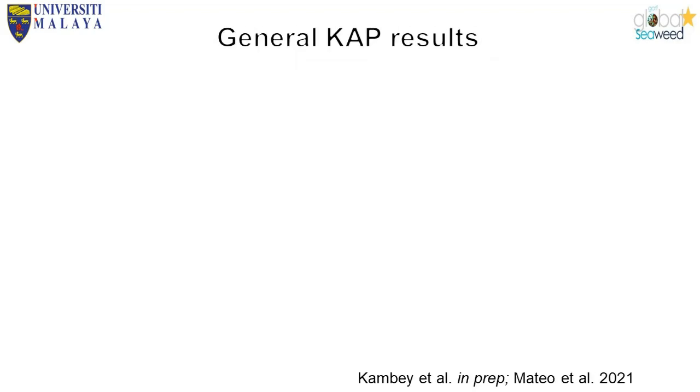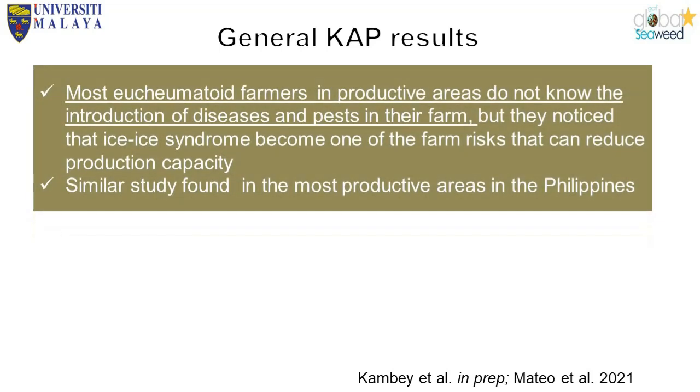General KAP results show that most eucheumatoid farmers in productive areas do not know about the introduction of disease and pests in their farm, but they notice that ice syndrome is one of the farm risks that can reduce production capacity, which is similar to what was found for farmers in the Philippines.